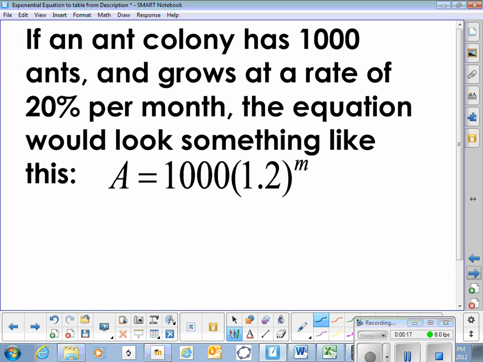something like this. A, for the number of ants, equals 1,000 times 1.2 raised to the m power, m representing the number of months. The 0.2 corresponds with the 20%. The 1 would be all of the ants that we had before, plus the 20%. So the 1.2, that's why the 1.2.